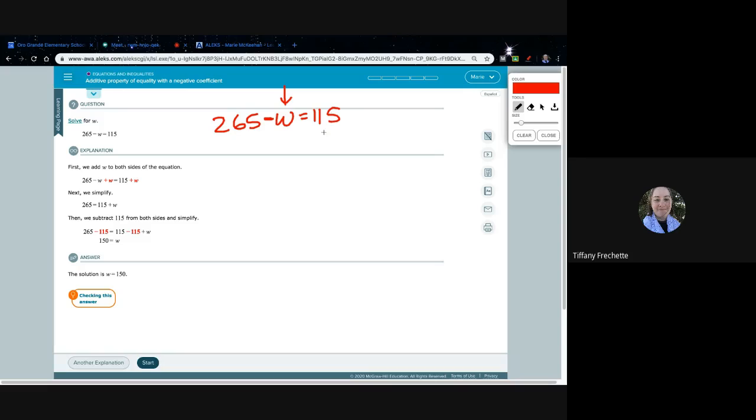So in order to move it to the other side of the equal sign, I want to subtract 265 from both sides of the equal sign. Remember, the equal sign kind of has this imaginary divisionary line that we have to make sure we do whatever we do to one side, we do to the other. So 265 minus 265 cancels. That's what we wanted to happen. That becomes 0. We bring down negative W. Don't forget to bring the negative with it. Equals, we have 115 minus 265.